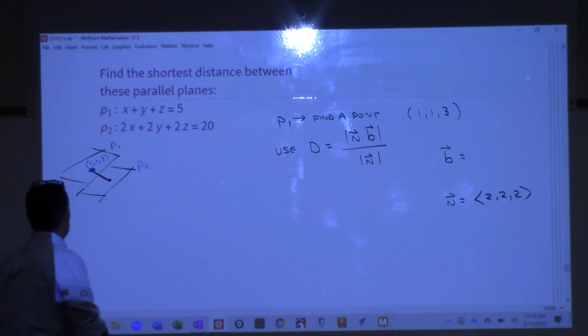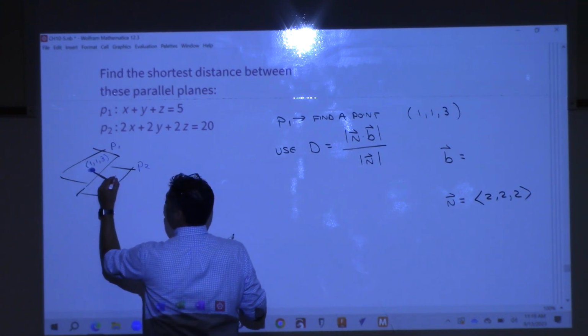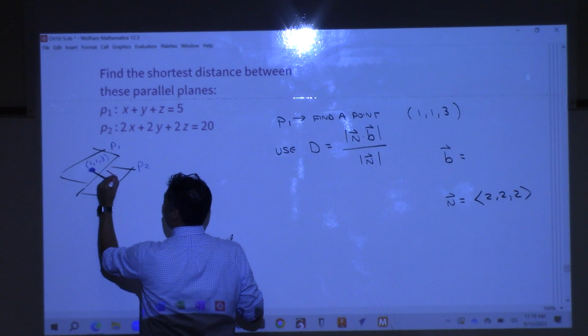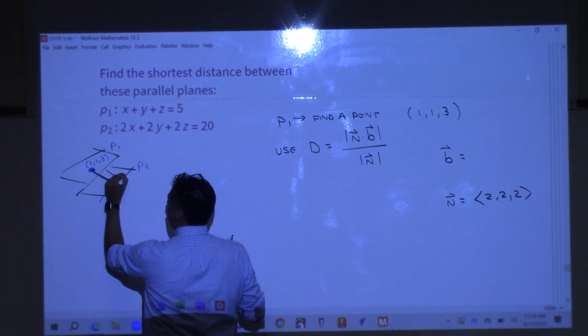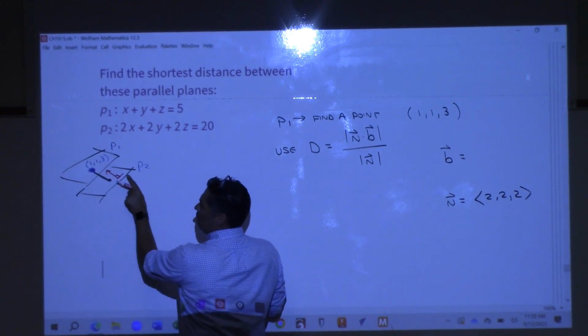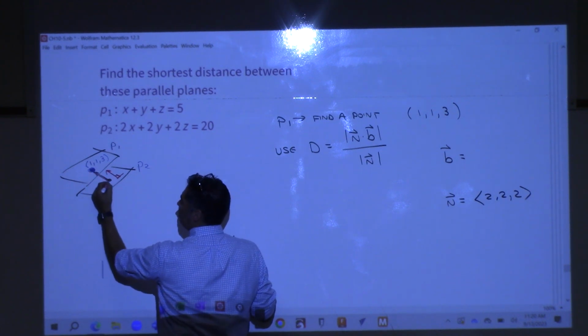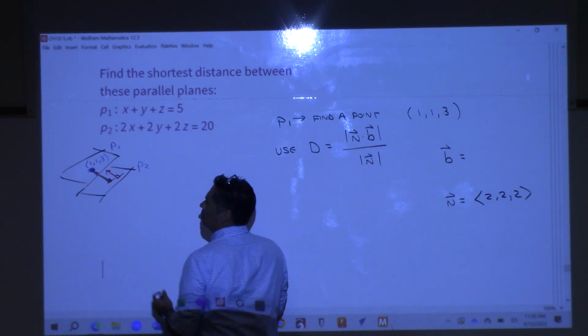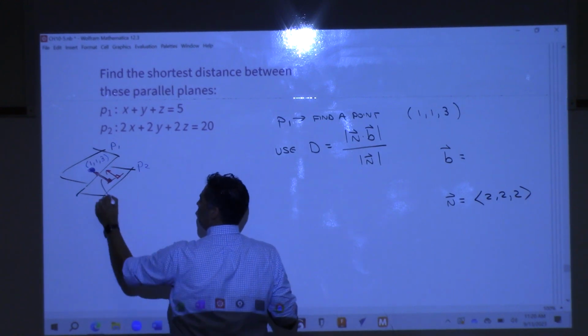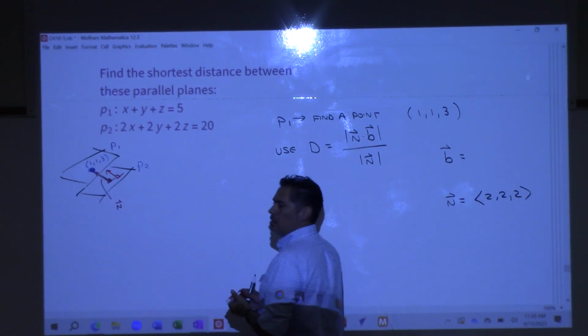So what we've done here is we've created the normal vector off the second plane. That's a right angle there. And we're going to move it so that it's pointing at that blue dot. That's our n vector. Yes?